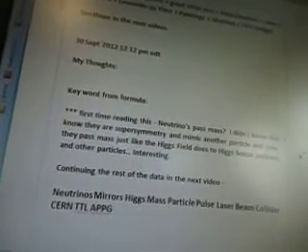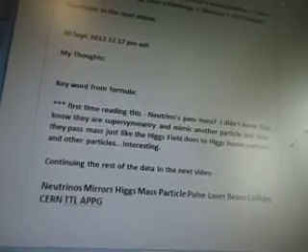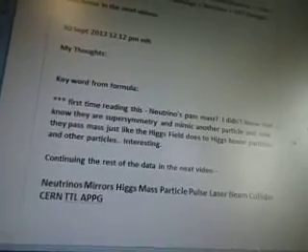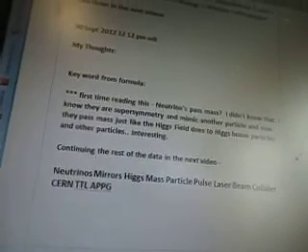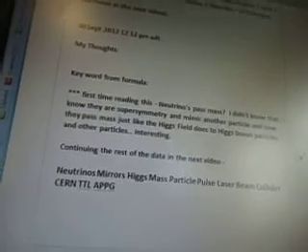September 30th. My thoughts. The keywords from the formula. The first time reading this, neutrinos pass mass, I didn't know that. I know they are supersymmetry and mimic other particles, and now they pass mass just like the Higgs field does to the Higgs boson particles and other particles. Interesting. Continuing the rest of the data in the next video.